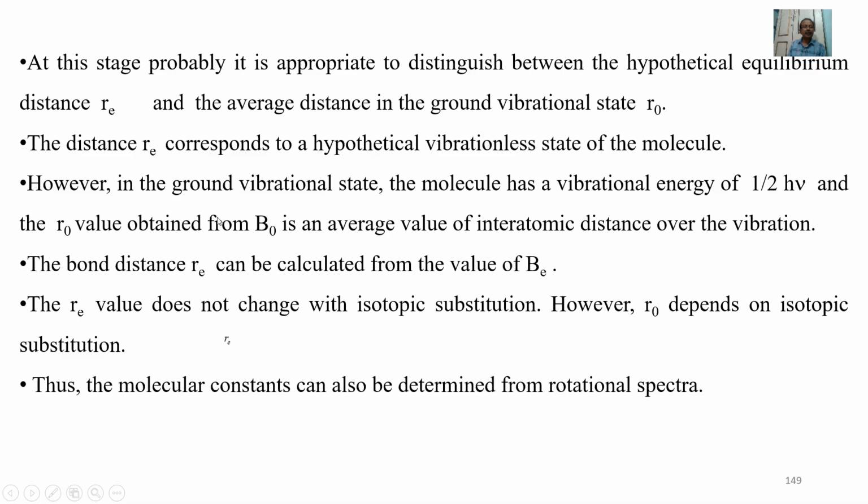The bond distance Re can be calculated from the value of Be. The Re value does not change with isotopic substitution. However, R0 depends on isotopic substitution. Thus, the molecular constants can also be determined from rotational spectra.